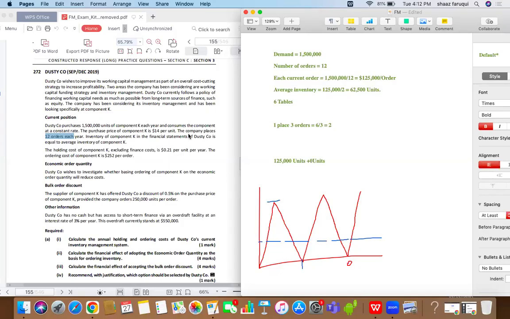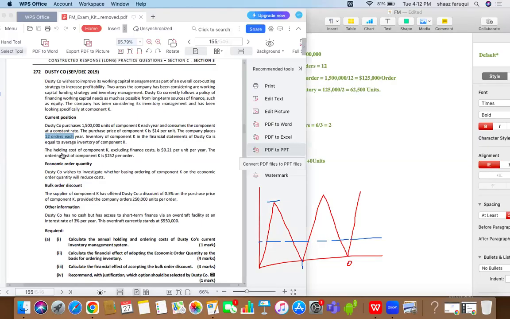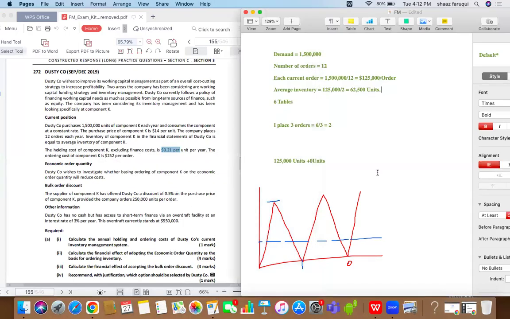The question, okay, I'll do that. The question clearly says that the holding cost of the component is $0.21 per unit. All of you at this stage know what holding cost is, right? On average, I'm holding 62,500 units and I will incur a cost to hold that inventory. Maybe I have to pay for the warehouse, maybe I have to pay for the staff to take care of the inventory.